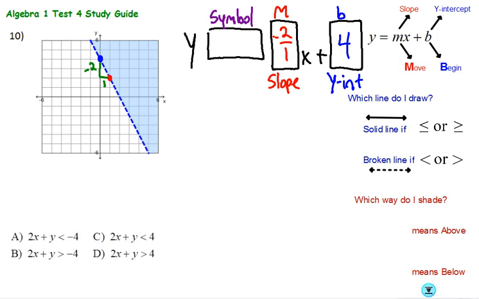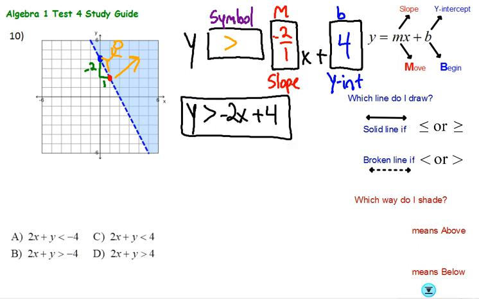And let's see which way it's shaded. So let's get our mountain guy out, or girl, or person, whatever it is. It's kind of leaning out that way. Which way is it shaded? Well, it's above, not below the feet. It's above, so that means that would be greater than. And it's a broken line, so I'm not going to be putting a line underneath it. So it would be y greater than negative 2x plus 4. That's what we're looking for: y greater than negative 2x plus 4.